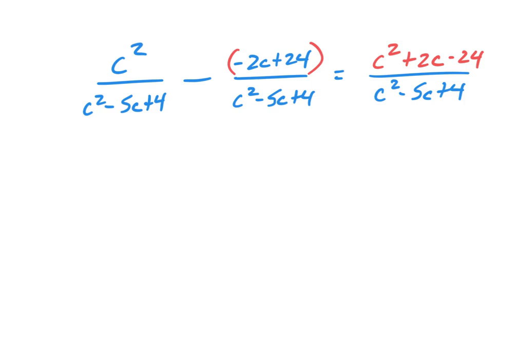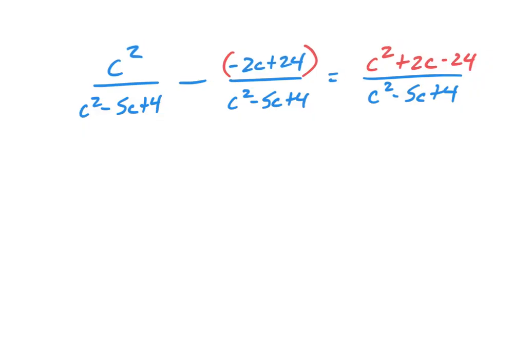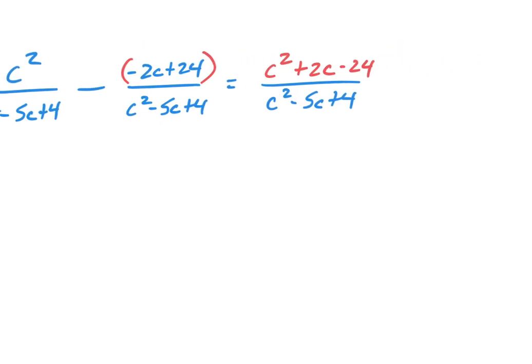And here's why we have to do product and sum. What multiplies to get negative 24 and adds to get 2? So we're going to rewrite this as c plus 6 and c minus 4. That replaces this. If I foiled those two together, it would give me that. On bottom, what multiplies to get 4 and adds to get negative 5?